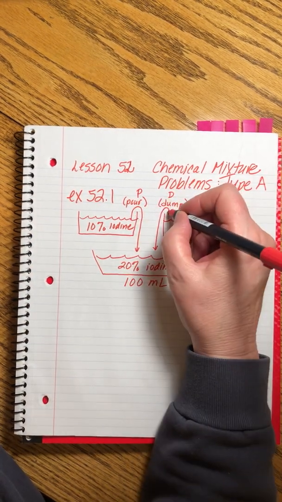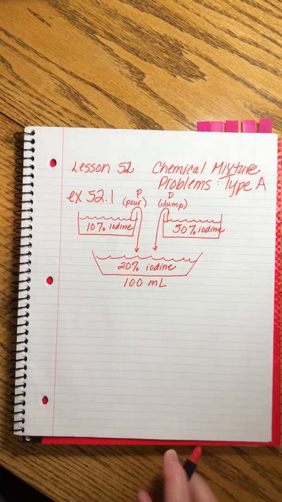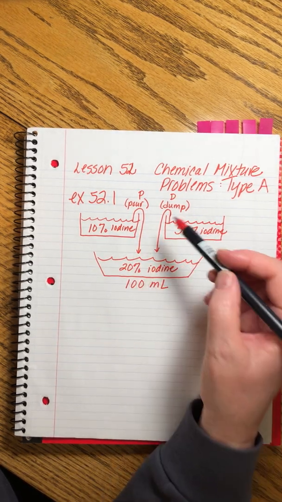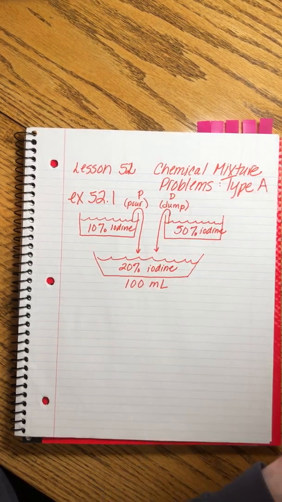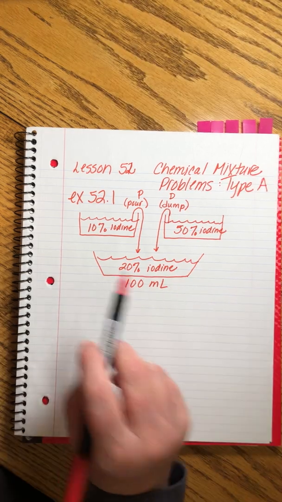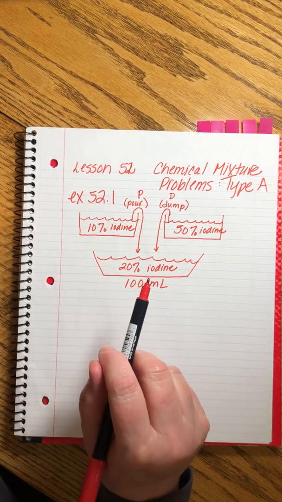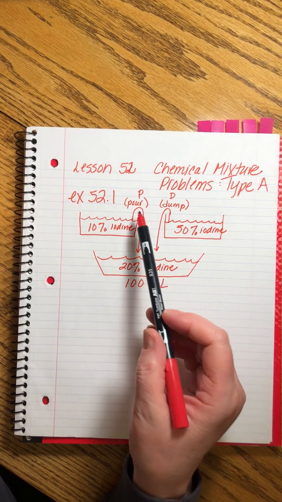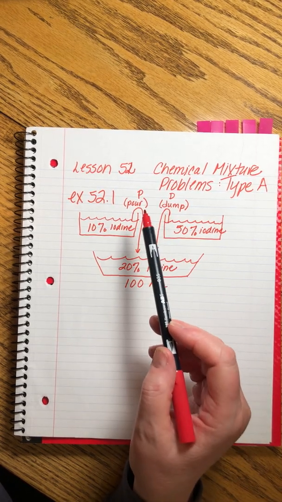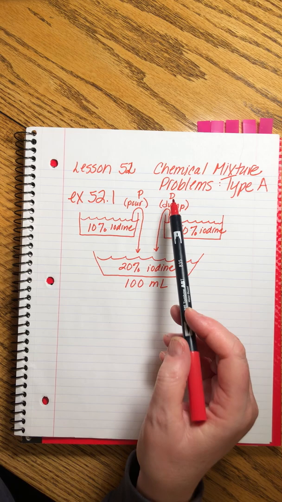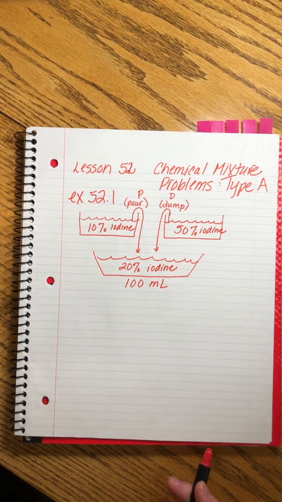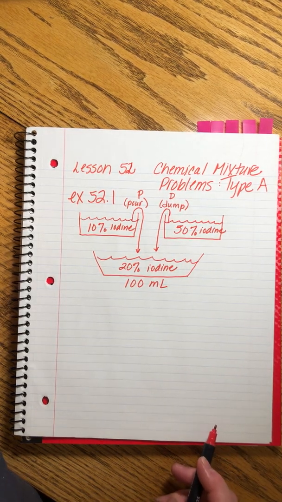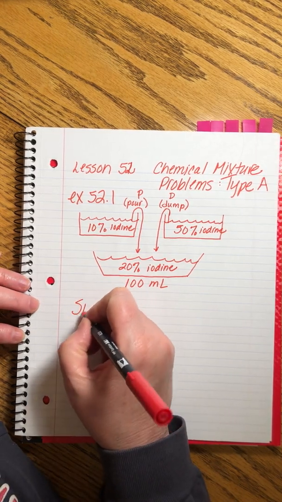I like these to go down. All right, so we're gonna pour in some 10% and we're gonna dump in some 50%, and in the end, we'll have this. Great. Now, what we need to do because we have two variables, we know it's going to happen. We're going to have to create a system of two equations that will allow us to solve for P and D. The fun thing is that they're going to look familiar to you. Remember, we're talking about systems of equations.